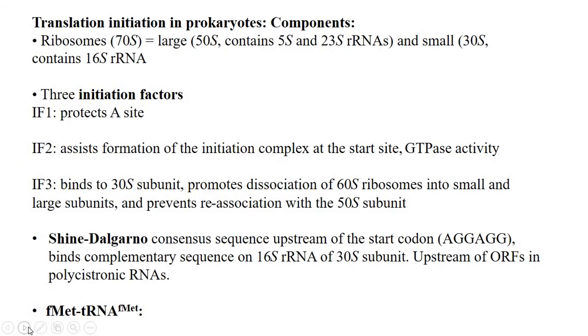Okay, so translation initiation is somewhat similar in both prokaryotes and eukaryotes. We talked about that. Some of the major components of translation initiation in prokaryotes are a 70S ribosome, 3 initiation factors, initiation factor 1, 2, and 3, the Shine-Dalgarno consensus sequence, which is upstream of the start codon, and this sequence will have a complementary sequence on 16S ribosomal RNA in the 30S subunit, the smaller subunit of the ribosome, and the modified methionine. The first methionine in prokaryotes is a modified methionine that will be added at the start site.